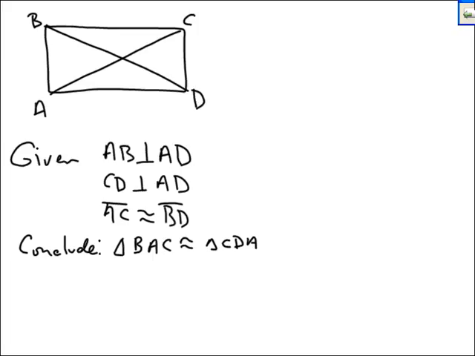So let's see what we are given. We're given that AD and AD are congruent. That means they meet at a right angle. CD and AD are perpendicular. If I said congruent, I meant perpendicular. AB and AD are perpendicular. CD and AD are perpendicular. And AC and BD are equal.